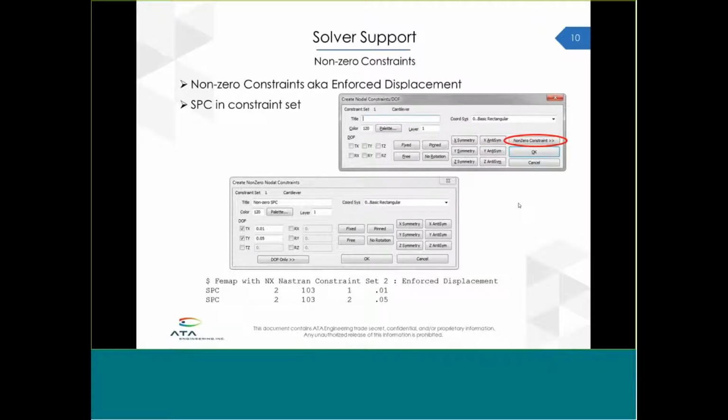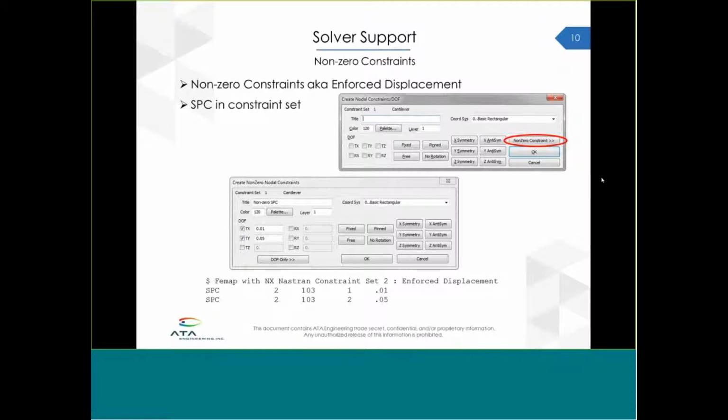Another big thing in Femap is now we can define SPCs with non-zero displacements. So, in other words, non-zero constraints or enforced displacements. You just go into your normal nodal constraint window, and now there's a non-zero constraint button. If you open that up, then you can define your non-zero constraints.